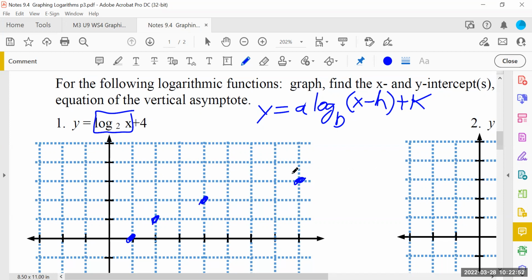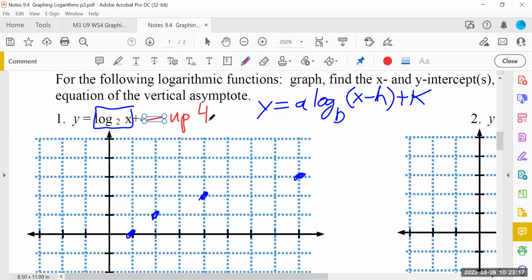Then we need to decide, is that plus 4 an h or a k? Is it in parentheses? If it's not in parentheses, it's not h. Does that make sense to everybody? If they want it to be inside the log, they would put it in parentheses. So this is a k value. It's going to shift everything up 4.